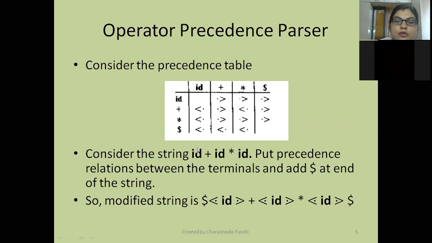So just compare: the dollar sign is coming first, so check the dollar row and the id column. You can see we have this less than symbol, so dollar has less precedence than id. Then id and plus: id in the row and plus in the column, we have this greater than symbol, so id has more precedence. Then plus and id: plus row and id column, so plus has less precedence. Similarly, you can write all these symbols over here. Clear to all?